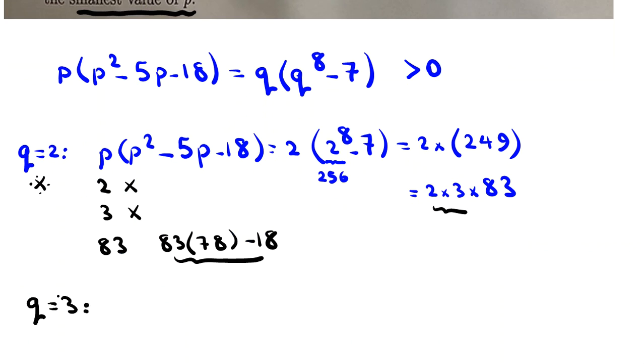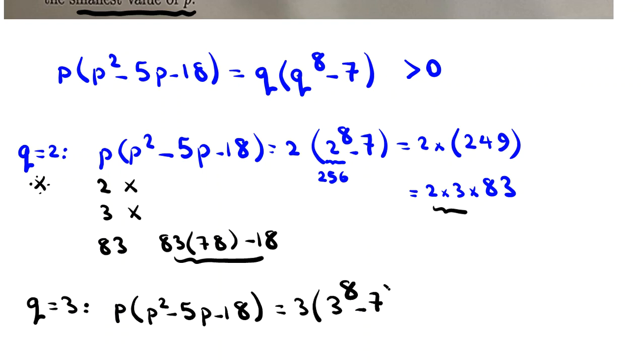Also, I released some problems of IMO international level in my channel. Also for 2021-2020, you could solve them completely with considering small examples. So let's solve the next case. p times p squared minus 5p minus 18 equals 3 times 3 to the power of 8 minus 7.